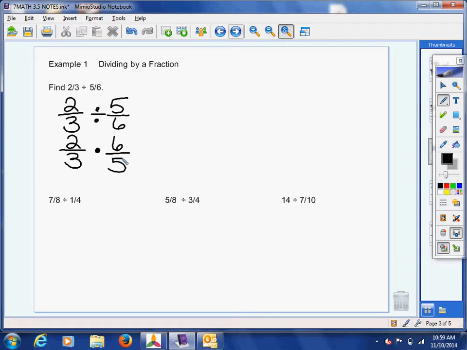And you can do cross multiplication. Which ones? 6 and 3. What reduces 6 and 3? 3 divided by 3 is 1. 6 divided by 3 is 2. There you go. And now you can multiply straight across the top. What's 2 times 2? 4. And 1 times 5.